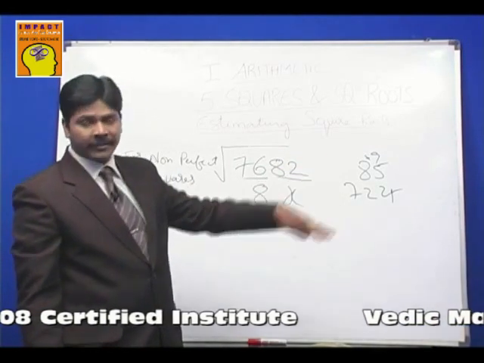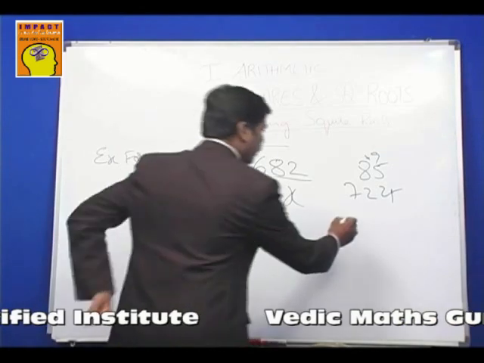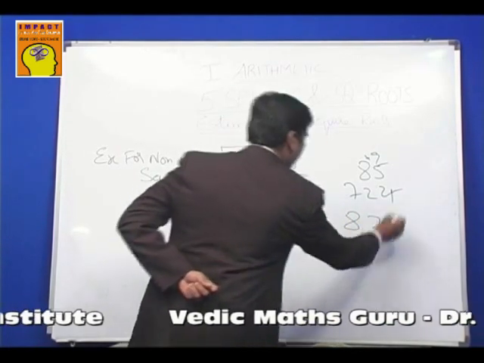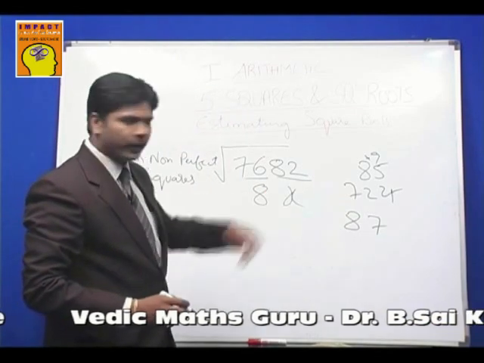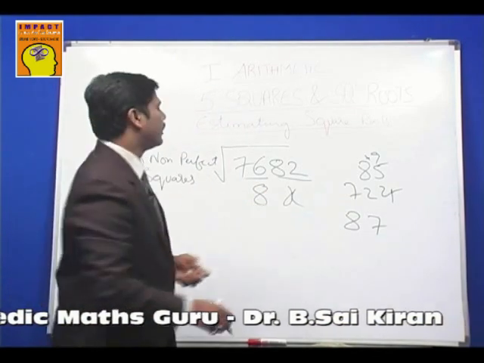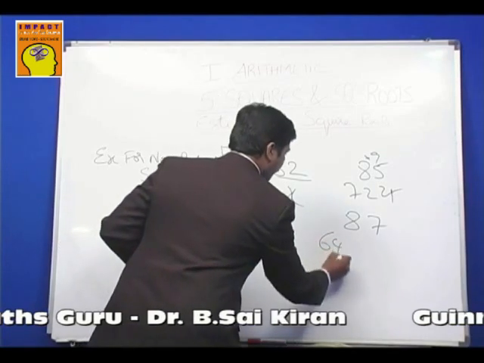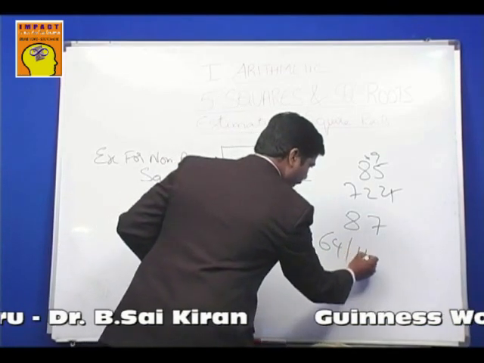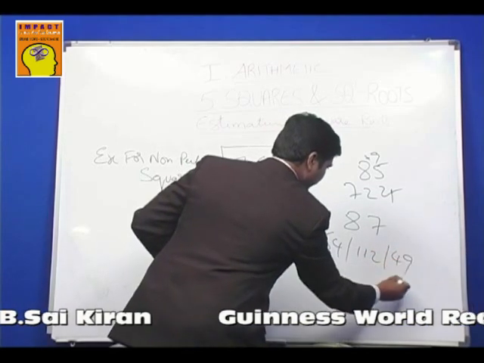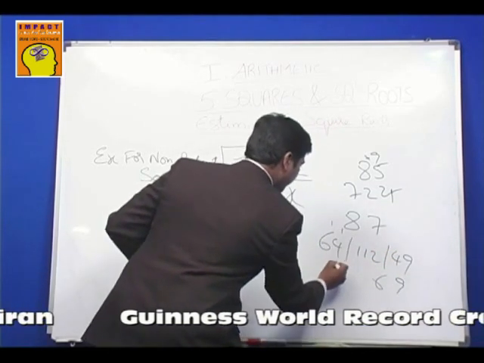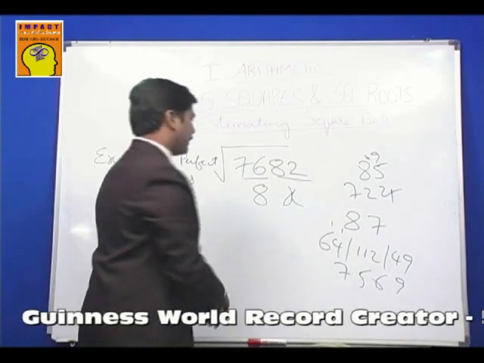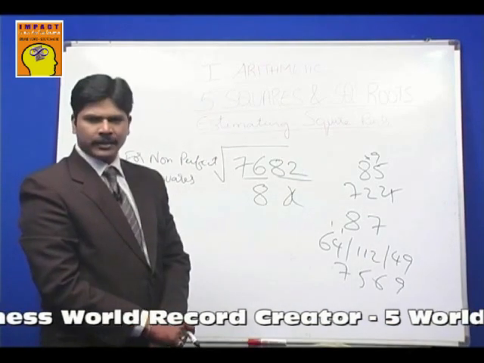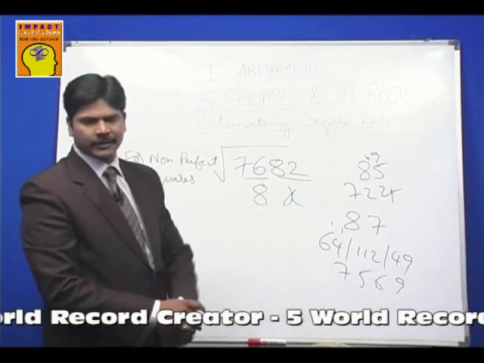Try 87 immediately. You know the a plus b whole square formula, and then you can find the square of 87. Now 8 times 8 is 64, 8 times 7 is 56, double is 112, 7 sevens are 49. So 9, 6 and 11, you get 7569. So even 87 is not up to the mark with 7682.